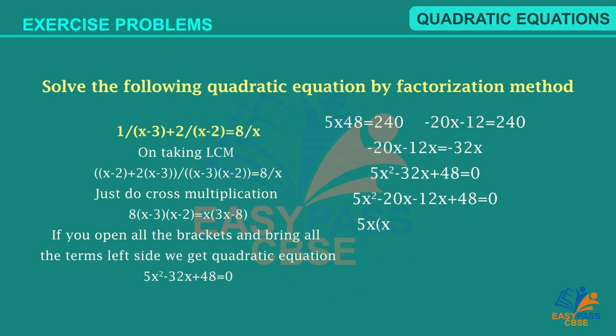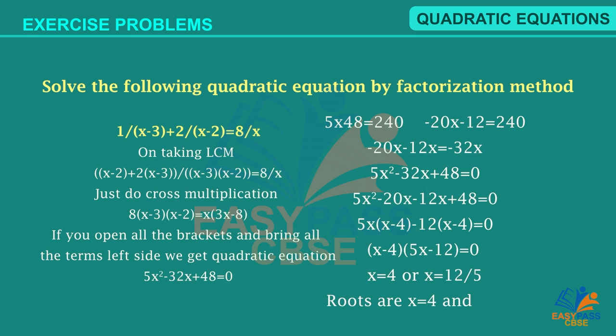From the first two terms, we take 5x common. From the next two terms, we take minus 12 common. So we have 5x times x minus 4 minus 12 times x minus 4 is equal to 0. So we have x minus 4 times 5x minus 12 is equal to 0. Therefore, x is equal to 4 or x is equal to 12 by 5.